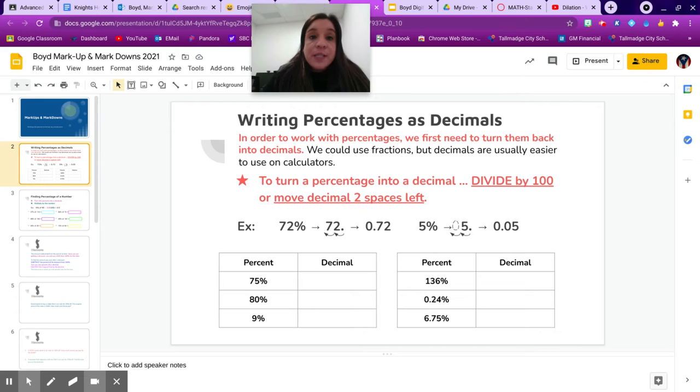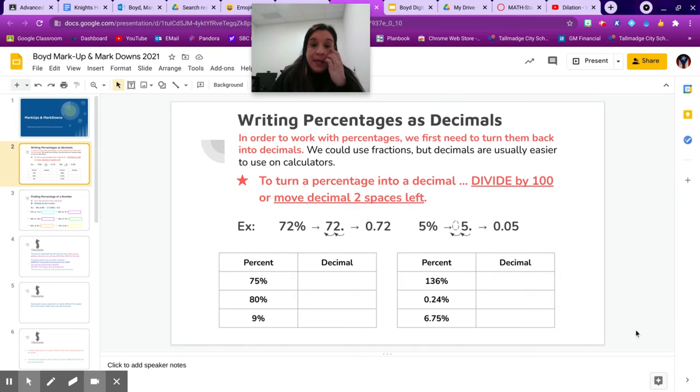Okay. So the first thing we want you to do is just start by writing percentages as decimals. The last time you were in class, we talked about how you turn a fraction into a decimal, how you turn a decimal into a percent, how you turn a percent back into a fraction, etc. So all we have to do to turn a percentage into a decimal is just divide the percentage by 100, or you can just move the decimal 2 spaces to the left.